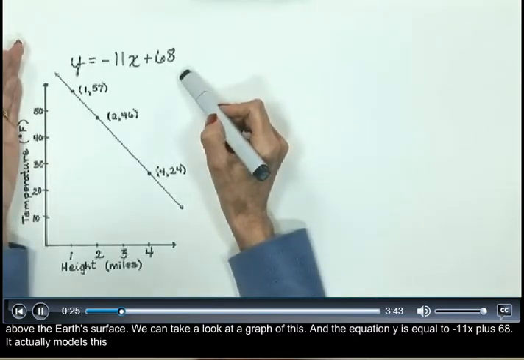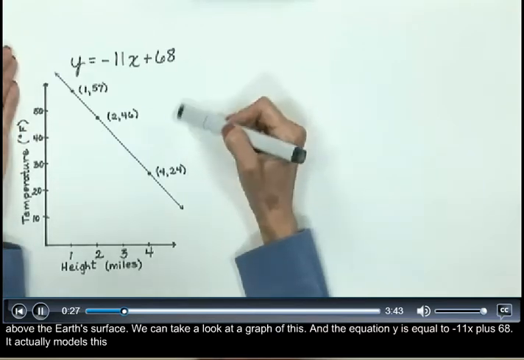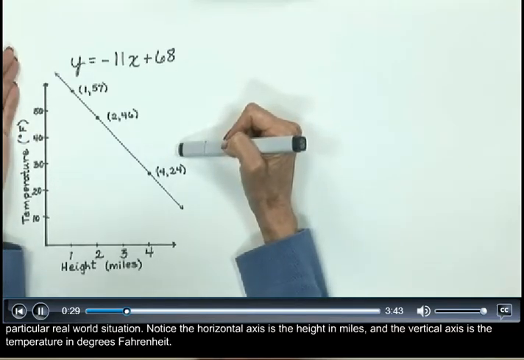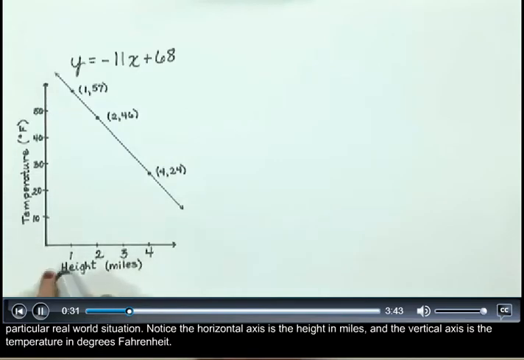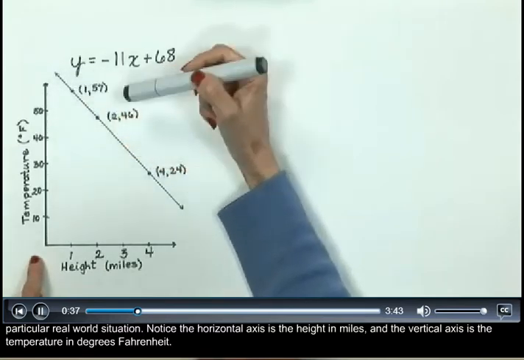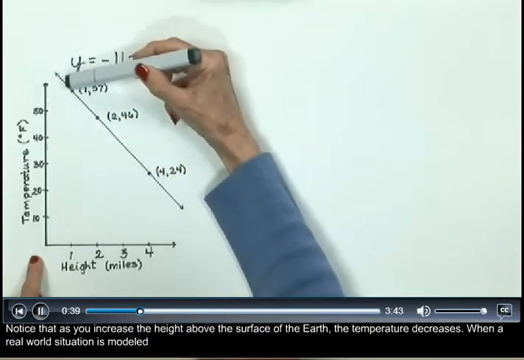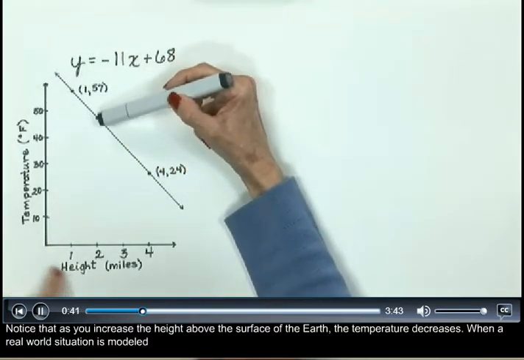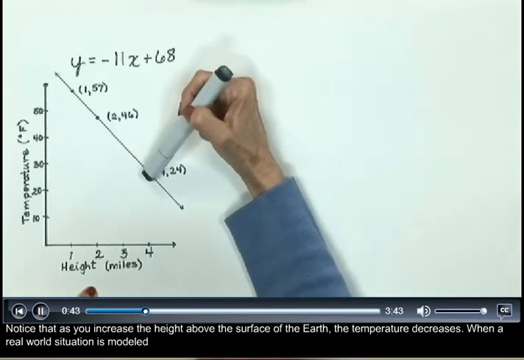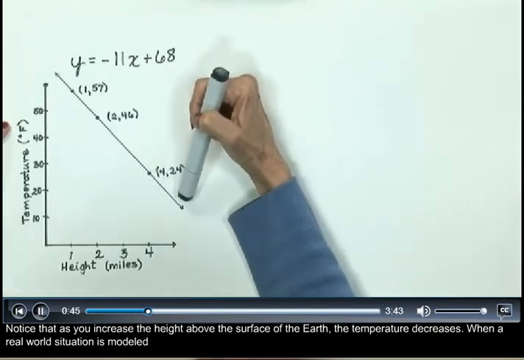We can take a look at a graph of this, and the equation y is equal to negative 11x plus 68 actually models this particular real-world situation. Notice the horizontal axis is the height in miles, and the vertical axis is the temperature in degrees Fahrenheit. Notice that as you increase the height above the surface of the Earth, the temperature decreases.